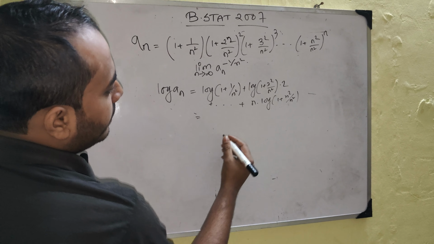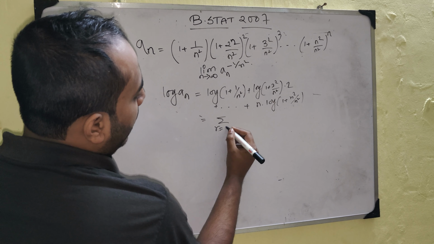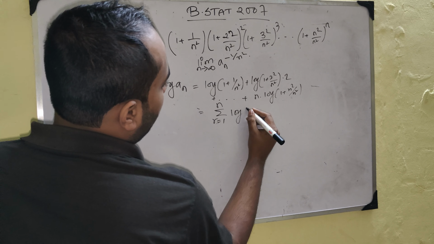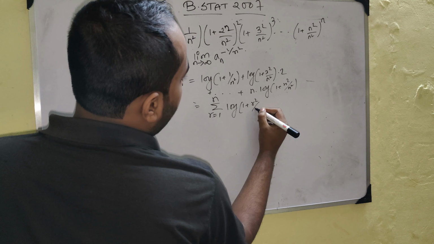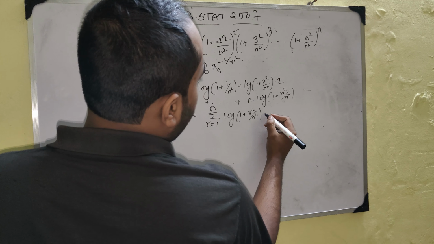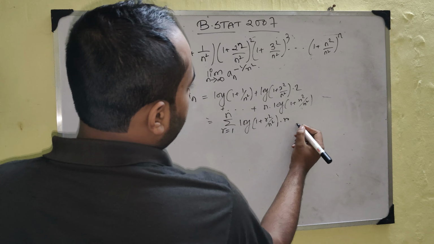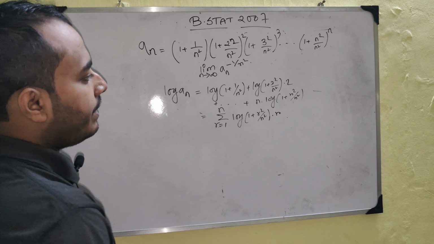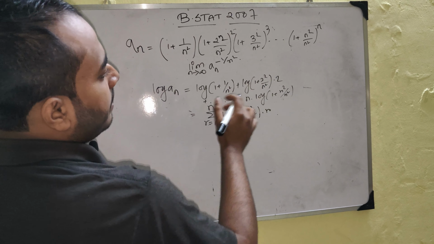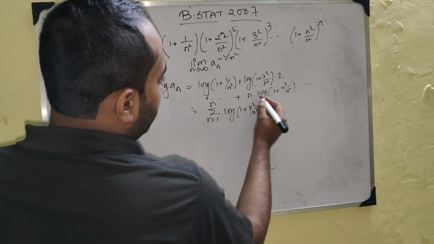Now we can simply do this by writing it as a summation, r equals 1 to n of log of 1 plus r square by n square, right? And there is a multiplication by r, I think. Correct? There is a multiplication by r we have, since everything is getting multiplied with the r as well. And this is our summation.